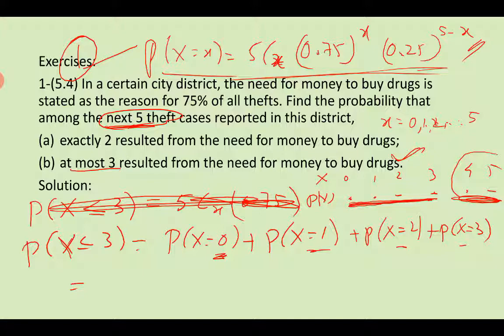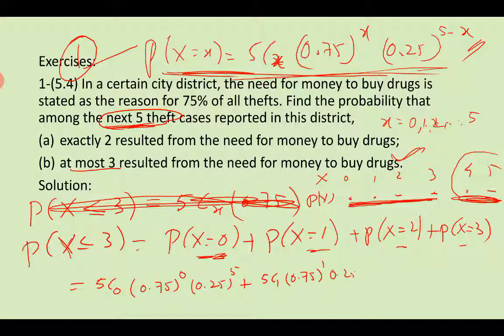So what we get here right now is first case, x equal to 0 in this equation: 5C0, 0.75 to the power 0, 0.25 to the power 5 minus 0, 5. This is for x equal to 0. For x equal to 1: 5C1, 0.75 to the power 1, 0.25 to the power 5 minus 1, 4.